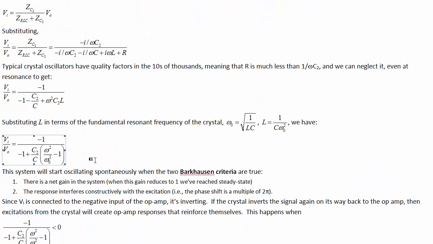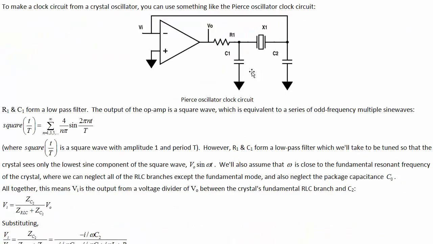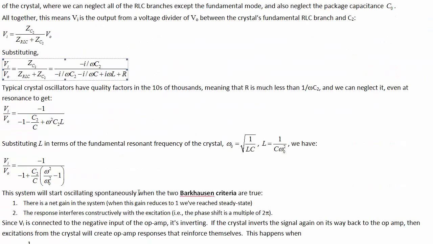Well, when is this going to start spontaneously oscillating? That's going to be happening when the Barkhausen criteria are true. These say that there needs to be a net gain in the system. When you're at resonance, so when we're not starting oscillating anymore but we're holding a resonance, then the gain needs to reduce to 1. That would be because as you start oscillating bigger and bigger, eventually the R increases. But at least when we're not oscillating and we're going to start oscillating, the R is not that big.